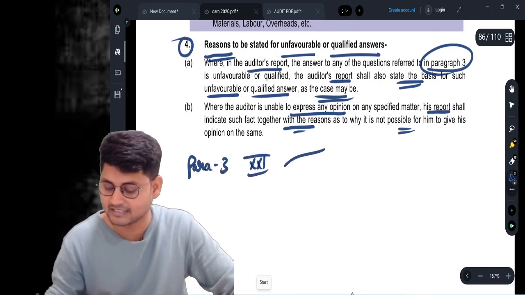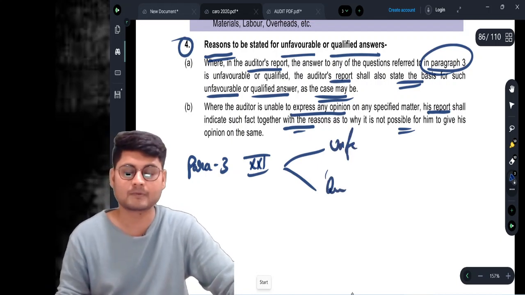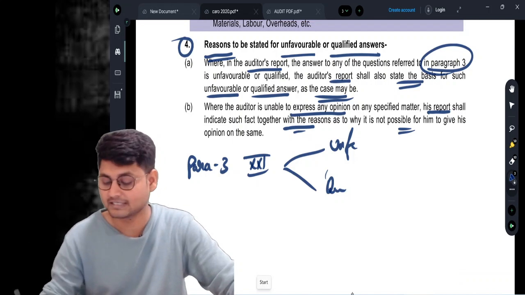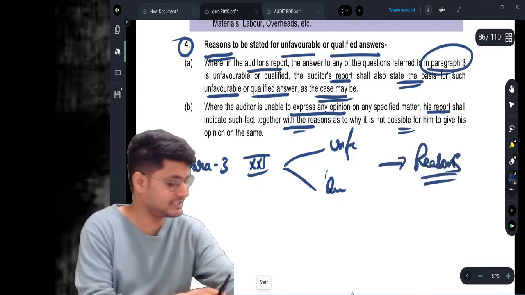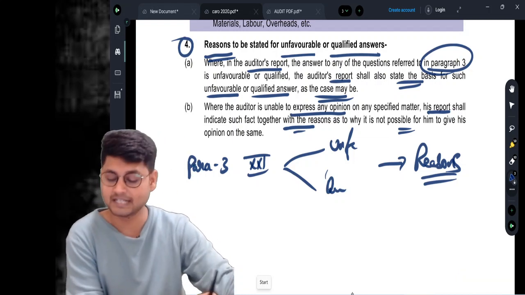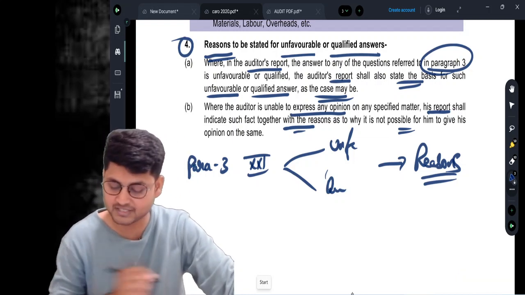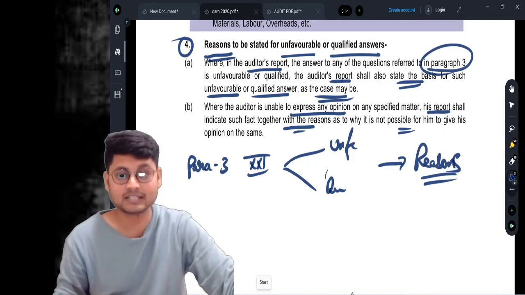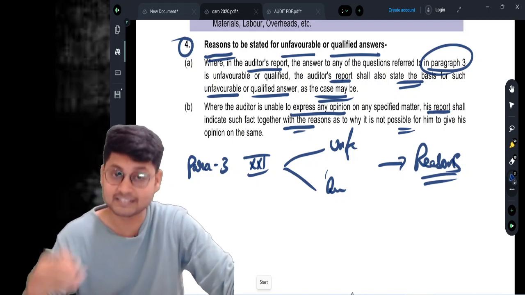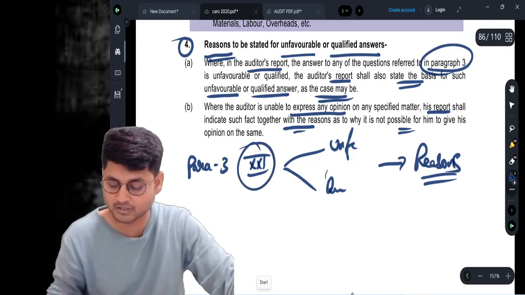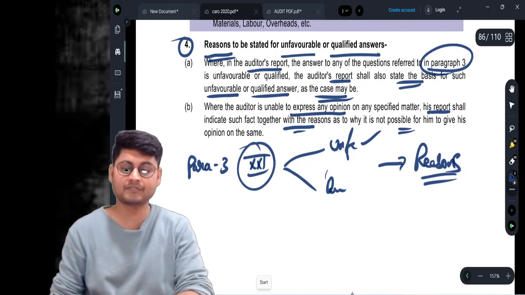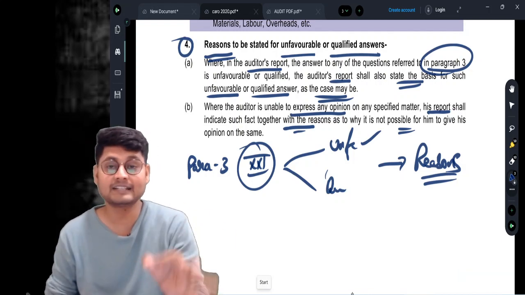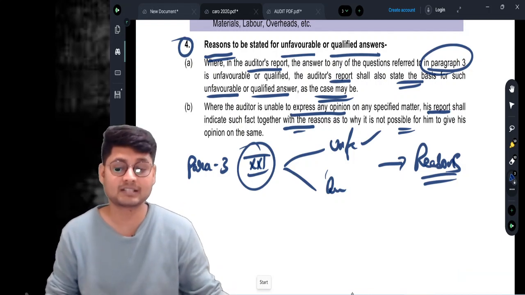If in these clauses the auditor is giving an unfavorable or qualified report, then he must specify the reasons, because he is specifying something negative and needs to have the basis for it. Coming to the second one, if the auditor is unable to conclude whether these 21 clauses are favorable or unfavorable, then he needs to write the reasons why he has come to that particular opinion.